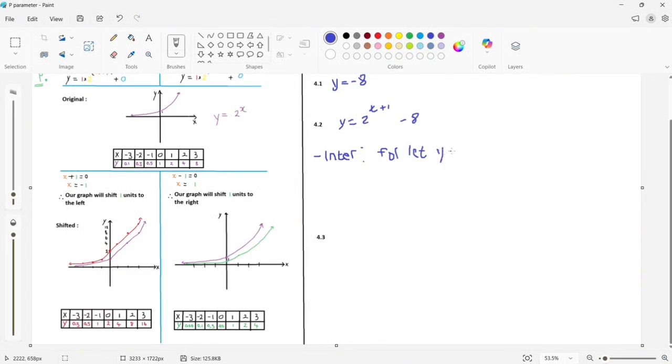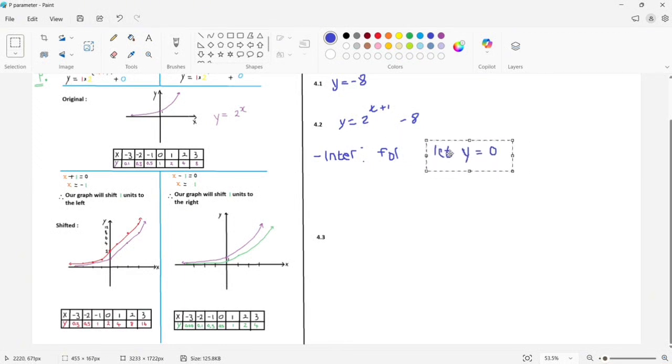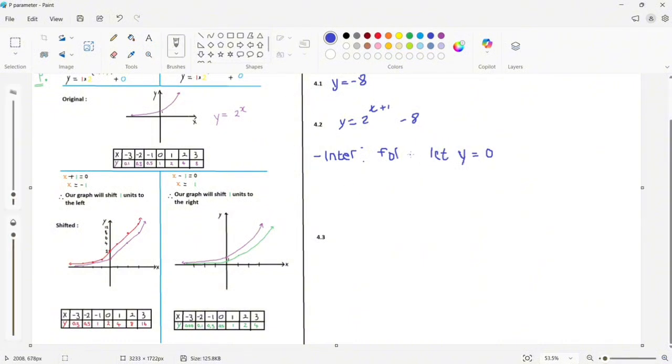I'm just going to fix this. Don't worry, I'm going to fix it right now. Okay. For the x-intercept, let y be equal to 0.